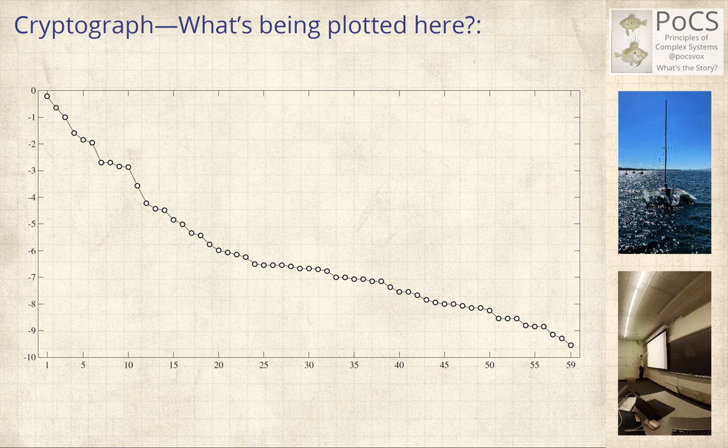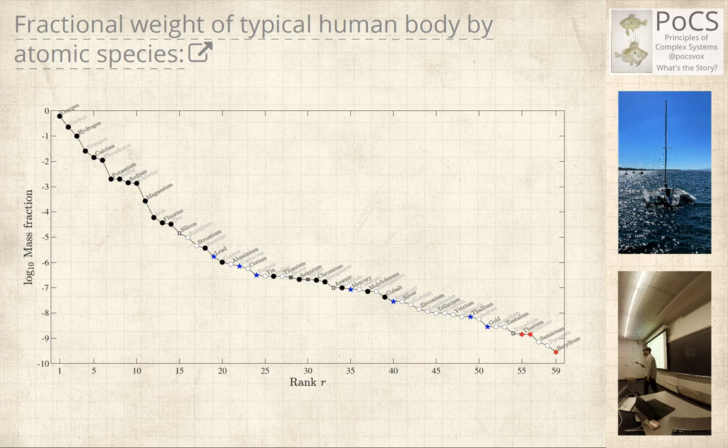All right, so this is totally impossible to read, but I'll tell you what it is. It's you, right? This is the typical fractional weight of atomic species in humans. And so 98% of you is basically 6 things, which is ridiculous, right? There's a huge scale here. Oxygen, carbon, hydrogen, nitrogen, calcium, phosphorus. That's most of a human. And then we get out to some of these, some of these are like uranium. These are not good things to have in you, but they're usually trace amounts.